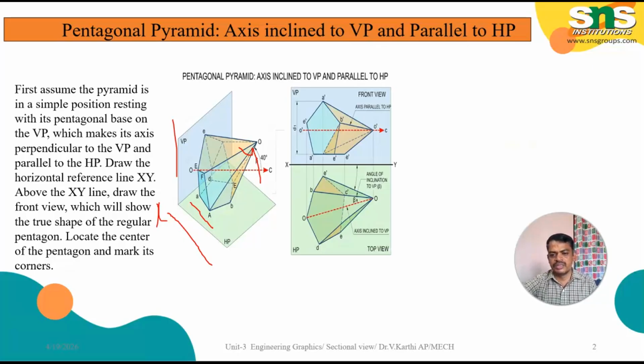In the key observations, the axis is parallel to HP, which means the true length is seen in the top view. Axis inclined to VP: inclination visible in the top view. The front view appears compressed. When tilted, the base shape distorts in the front view. True shape is visible only in the initial position.